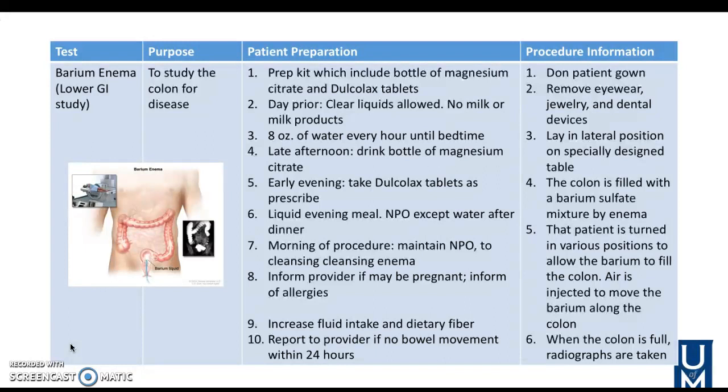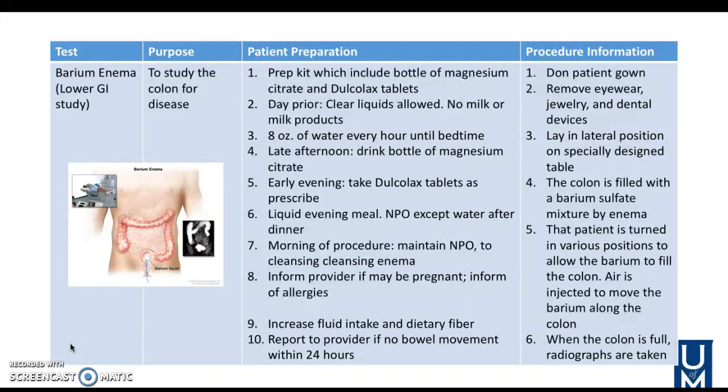So how this is done is the patient is going to lay in a lateral position on the table. The colon is then filled with a barium sulfate mixture by the enema. The patient is then turned in various positions to allow the barium to fill the colon. Air is also injected to move the barium along the colon. So it's kind of pushing that barium up into the large intestine through the colon so that we can see all of the areas. And when the colon is completely full, those radiographs are taken.